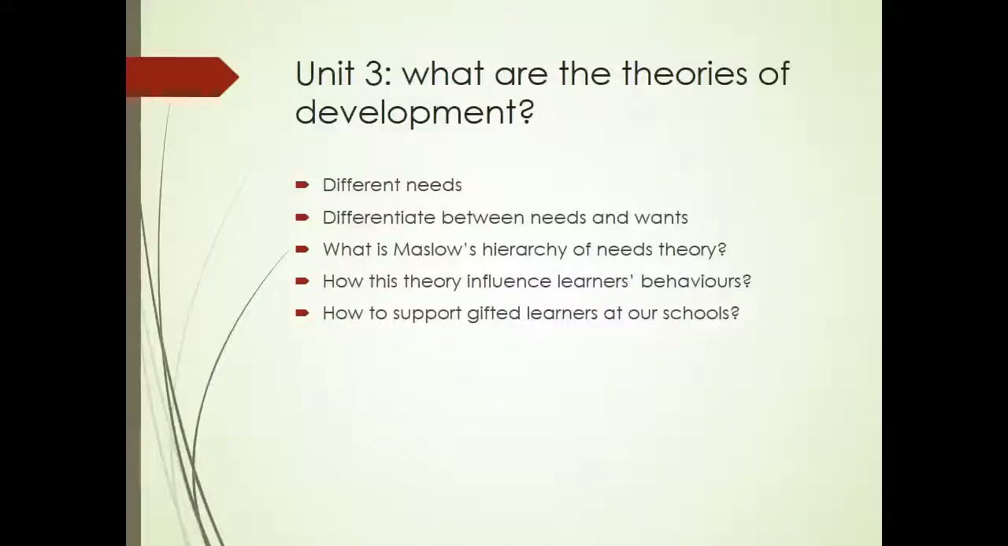In chapter 3, I want you to look at what the theories of development are. I want you to differentiate those theories of development and differentiate the difference between needs and wants. So when you're talking about what the child needs and what the child wants, what is the difference between the two? Because the two are completely different. How does this theory influence learners' behavior at school?